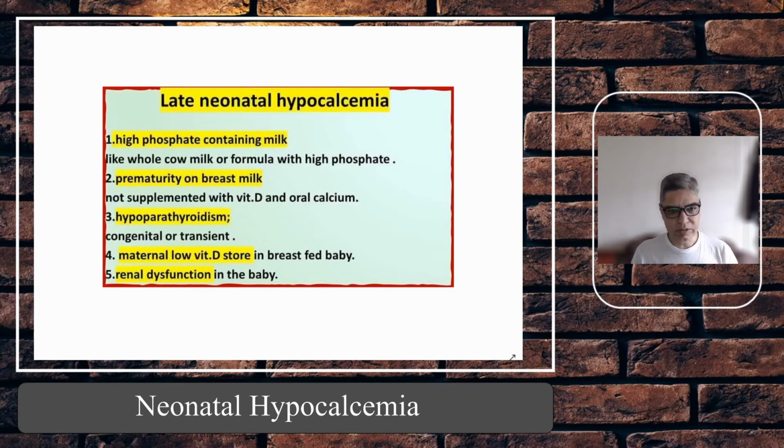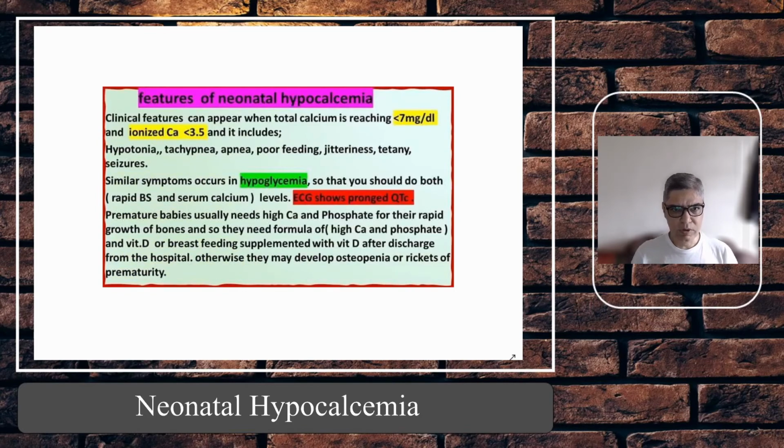And last but not the least, renal dysfunction. So if the child has got some congenital renal problem, or congenital hydronephrosis, or dysplastic kidneys or something, they can have problems with the metabolism of calcium and phosphate, and that can lead to low levels of calcium in the blood, and that can manifest in neonatal hypocalcemia, the late onset variety. Moving on to the features.